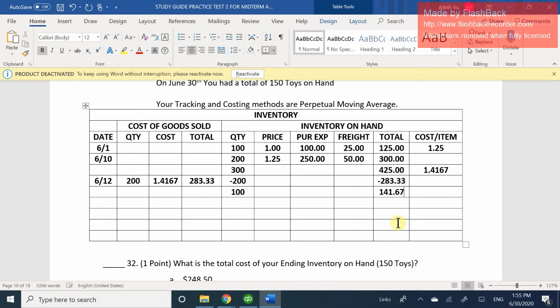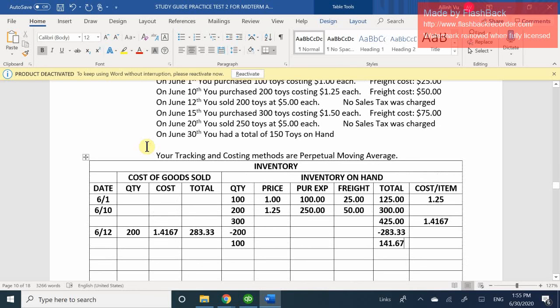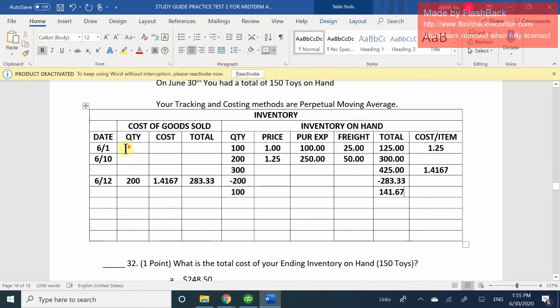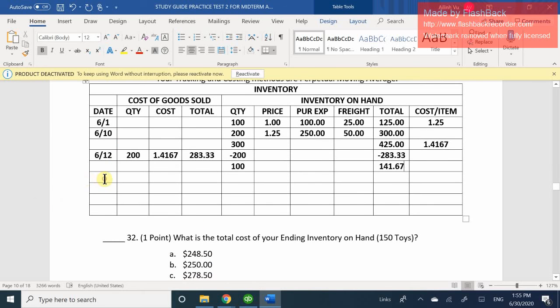141.67. Yes, 141.67. Okay, what else happened on the 15th? You purchased 300 toys at $1.50 each, but 75. Okay, so I purchased 300 for 150, which gave me 450, plus 75 gives me 525.